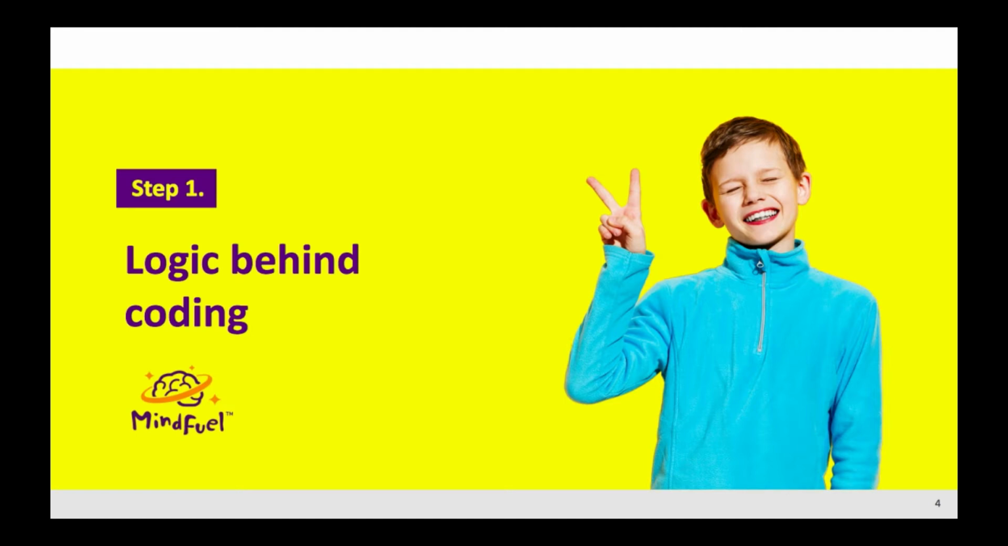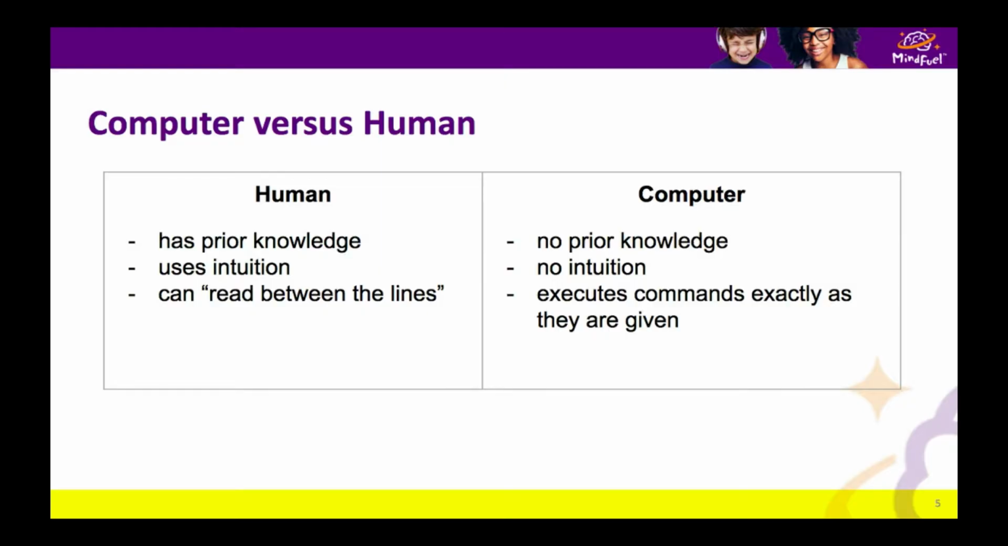Let's begin today's webinar with an overview of the mindset needed before beginning to code. As smart as computers may seem, the fact is they cannot think for themselves like humans can. And we're not referring to AI or artificial intelligence here. Computers are only able to carry out commands or instructions that have been given to them. This can make them more efficient than humans, but not necessarily smarter.